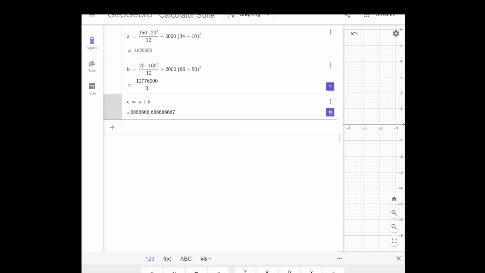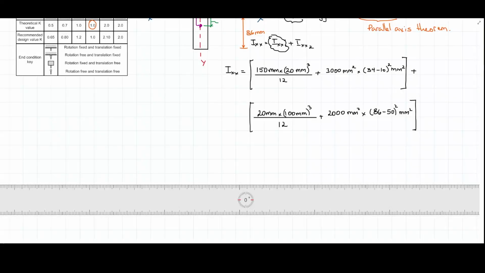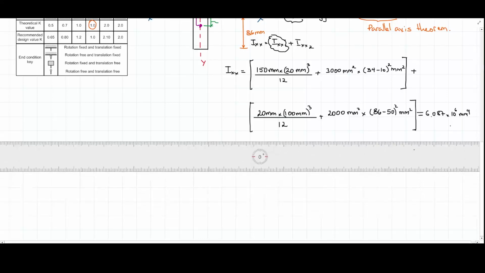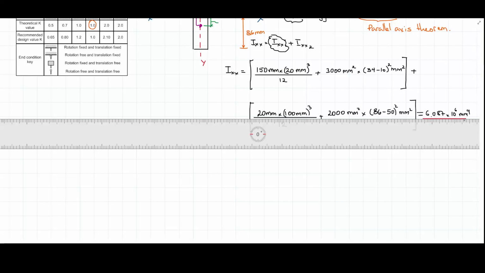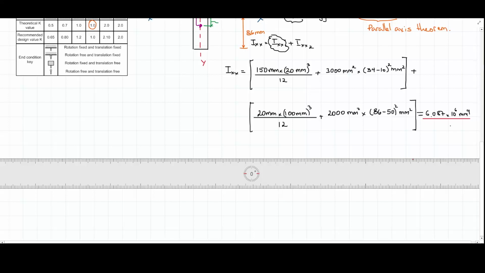It's a big number, so I'm going to put it in scientific notation here. It's going to be 6.087 times 10 to the power of 6, and the units are millimeters to the power of 4. So we have found our first moment of inertia. Questions so far?